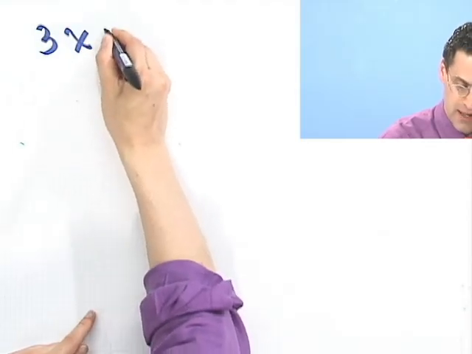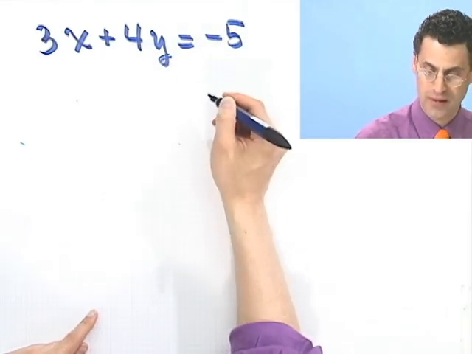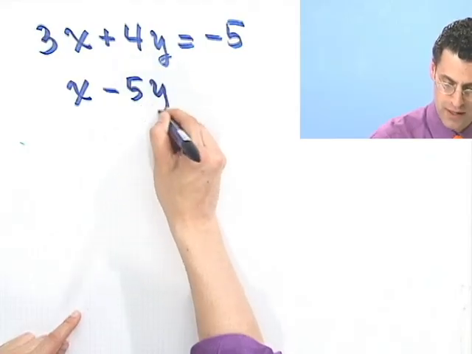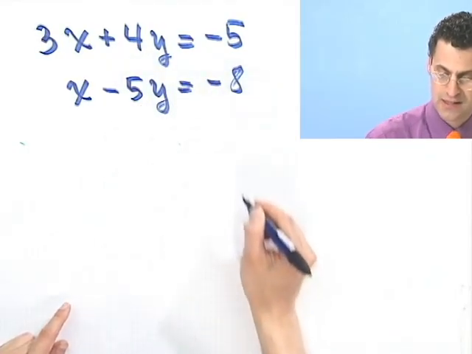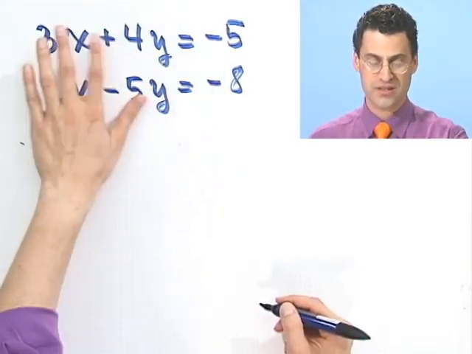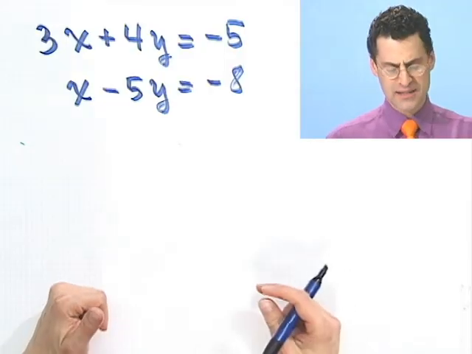Suppose I have 3x plus 4y equals minus 5. And at the same time, I have x minus 5y equals minus 8. And what I'd like to do is solve this system of two linear equations and two variables at the same time. Okay, now what does that mean?